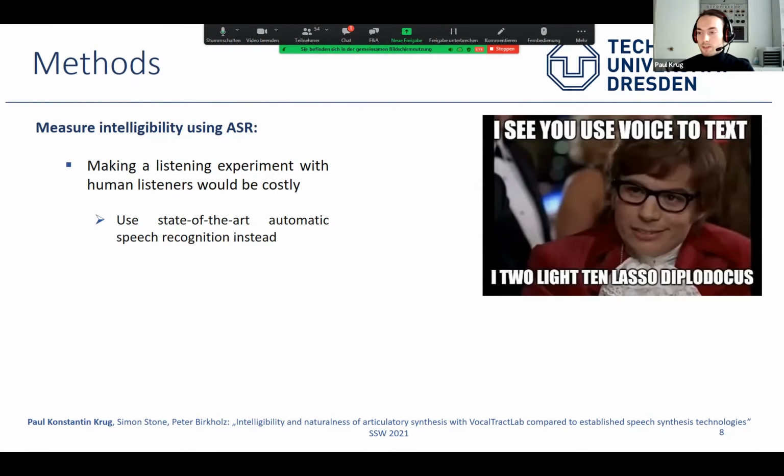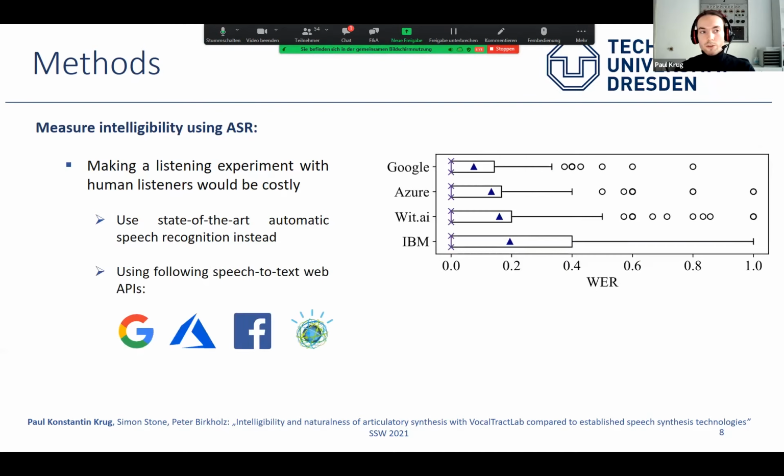It was just easier for us to use state-of-the-art ASR systems instead, and therefore we used 4 different web APIs from Google, from Microsoft Azure, a service called WitAI, which is owned by Facebook, and the IBM speech-to-text service. On the right, you can see a plot. We sent all the samples we created, 11 systems times 15 sentences, so 165 samples, to these services. From the returned strings, we calculated the word error rate, and this is what you can see here.